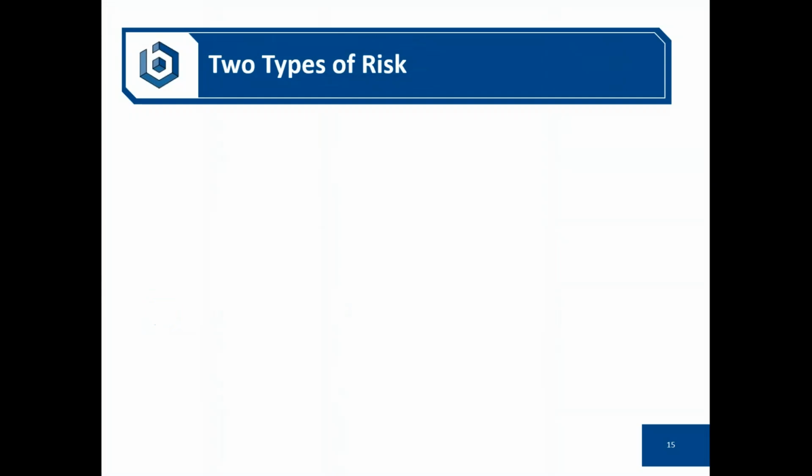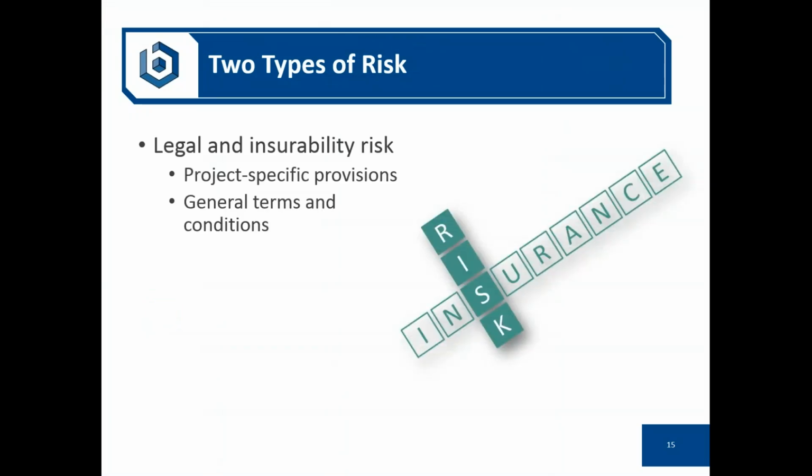Let me give you a couple general principles of risk management. There are really two types of risk that you face. The first is legal and insurability risk, and that's what is bound within the terms and conditions of your contract. Utilizing an AIA contract form, you've got the general terms and conditions the documents committee provides. And then you're going to have project-specific provisions that are going to specify the type of the project, the characteristics of the project, your scope, your fee, what's a basic service, what's a supplemental or additional service, things like that.